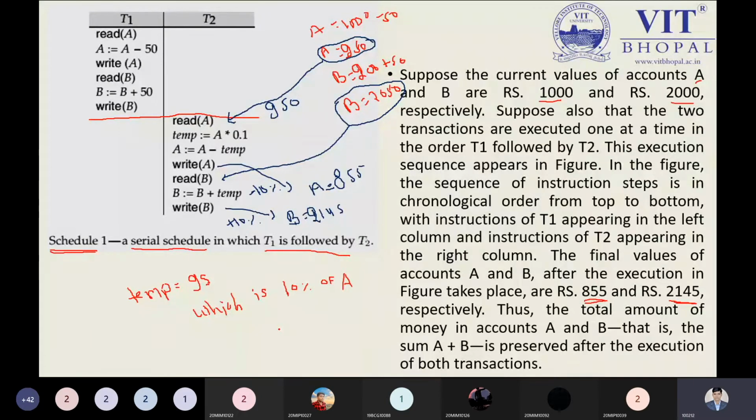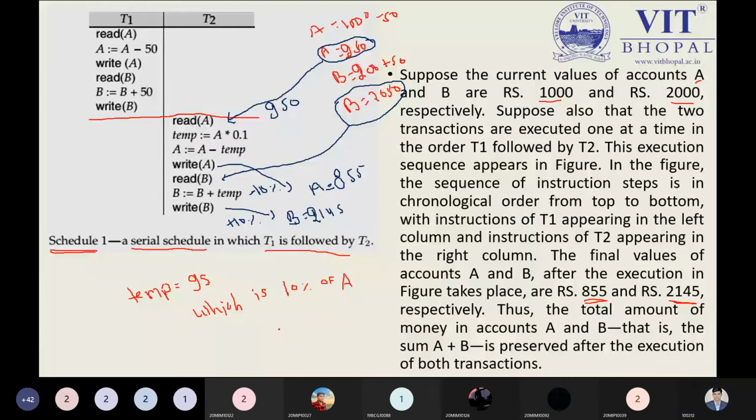Now it is clear. The serial schedule is saying that first transaction T1 will execute, then transaction T2. Or you can put T2 first and then T1. If I change the order, T2 after T1 or T1 after T2, definitely the result will change. That is the point. You have to keep in mind which transaction you take first.